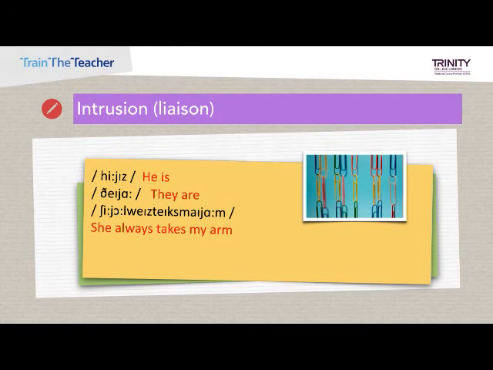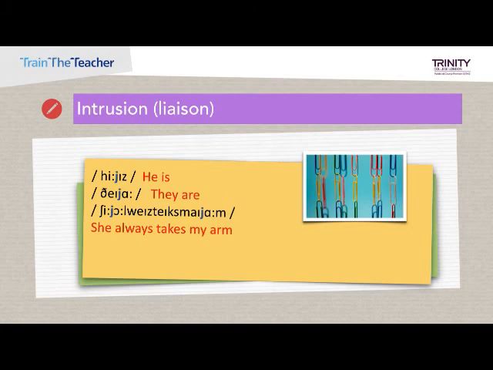You may have noticed there were some sounds there that, upon first sight, look like they don't belong there, and may have caused confusion when you were trying to work out what the words were. What happens at the boundary between the words in each of those three utterances? Well, you probably saw that we insert a y sound to join the vowels. He is. They are. She always takes my yarn. This is a type of connection called intrusion.